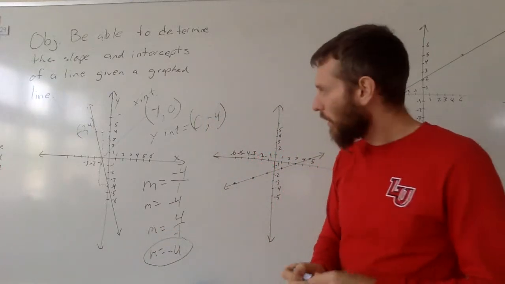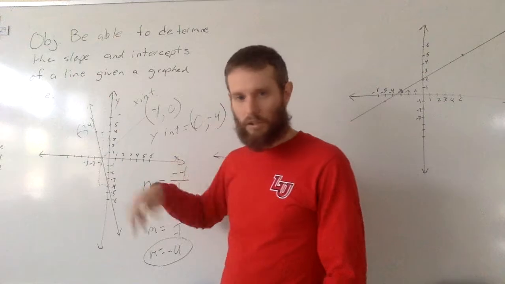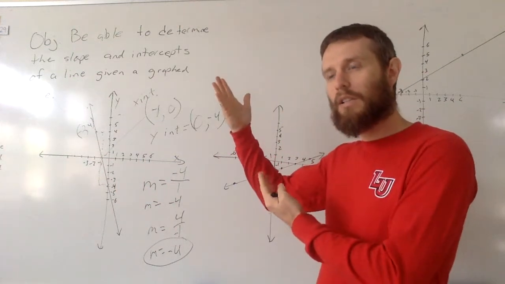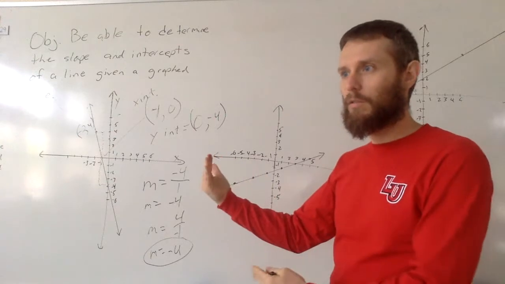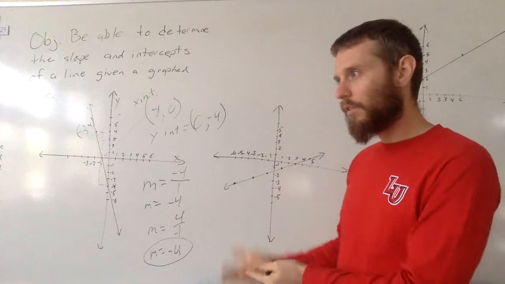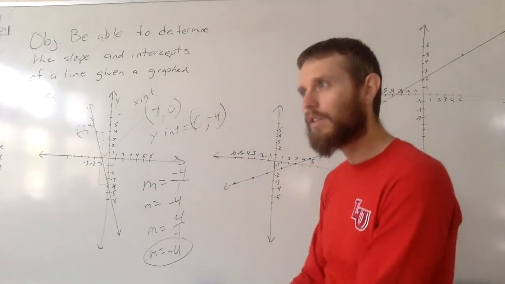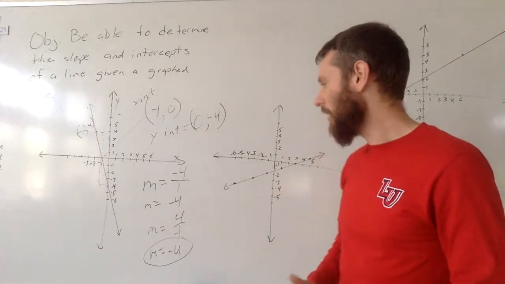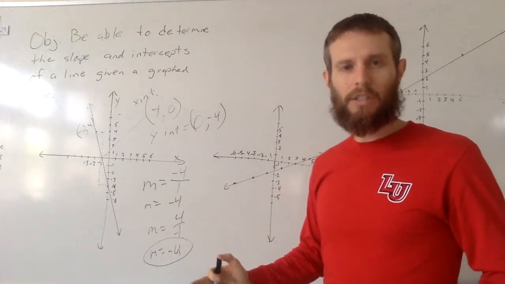So either way, no matter how you go, as long as you rise over run, and if you go up for the rise, it's positive. And if you go right for the run, it's positive. Or if you're doing rise over run and you go down first, that's going to be negative. Or if you go left for the run, that's going to be negative. That's a lot of words.